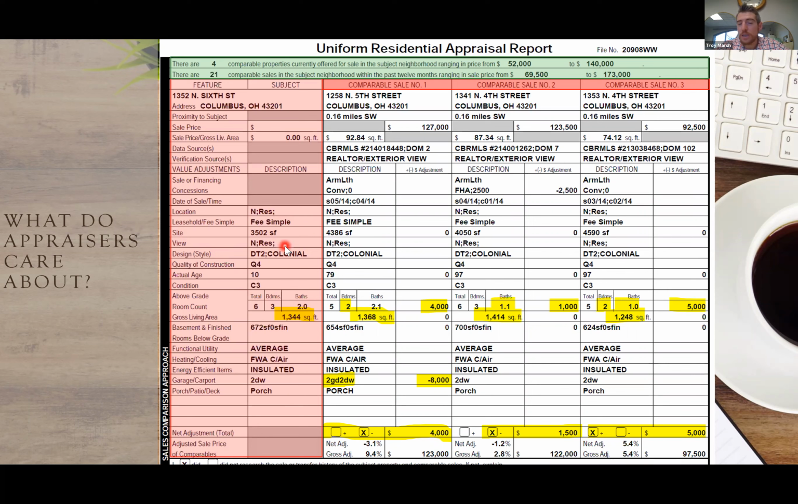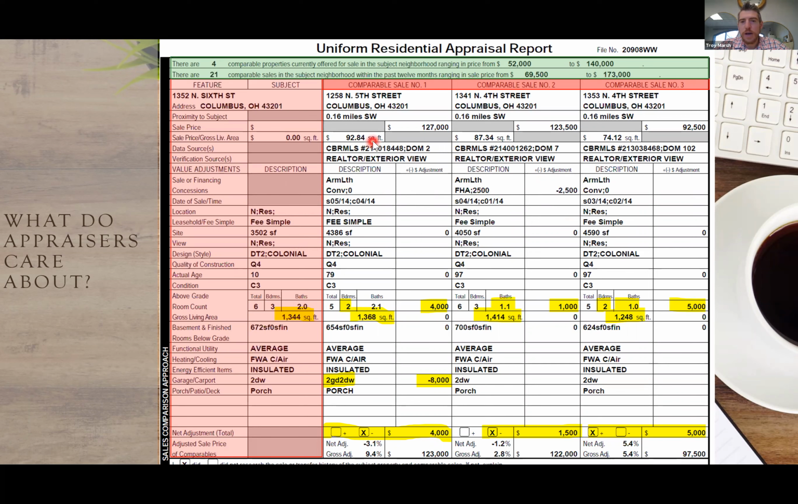Recently I had an appraisal and it said wooded. And if the subjects aren't wooded, or if the comparables aren't wooded, then they'll make an adjustment one way or the other. And then here you've got the type of financing that it was, whether there were seller concessions. Usually they'll make adjustments, but they have to get a hold of the agent to get this information.